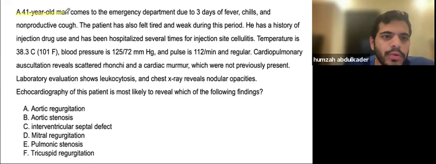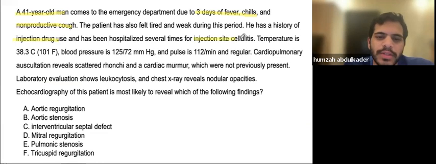Now, a 41-year-old man comes to the emergency department with 3 days of fever, chills, and non-productive cough. The patient also felt tired and weak during this period. He has a history of injected drug use and has been hospitalized several times for injection site cellulitis. Temperature is 38.3, blood pressure is 125/72, and pulse is 112 and regular.